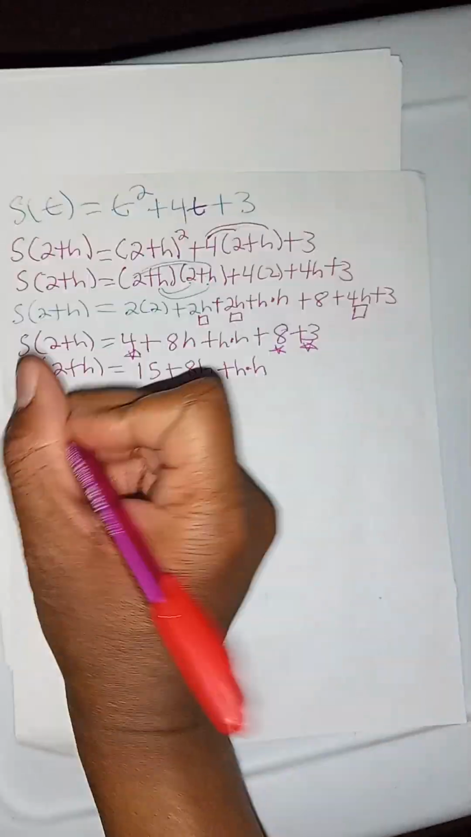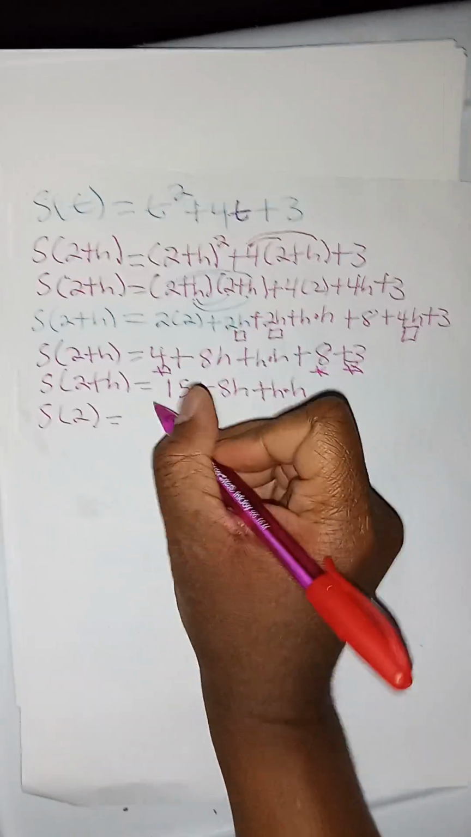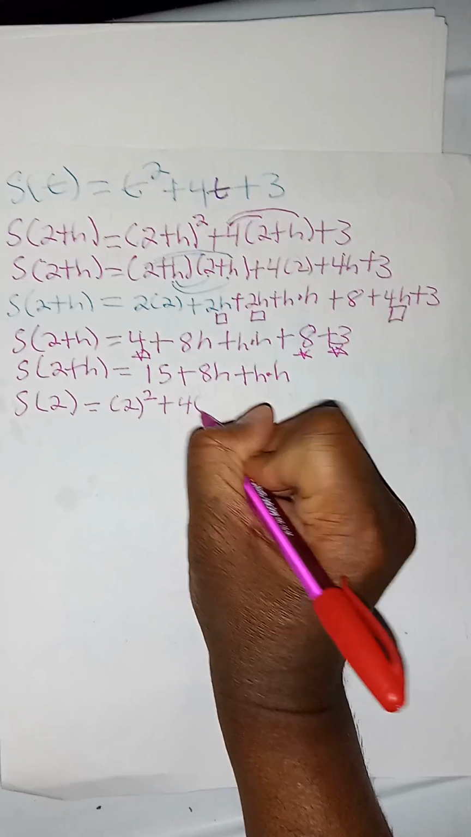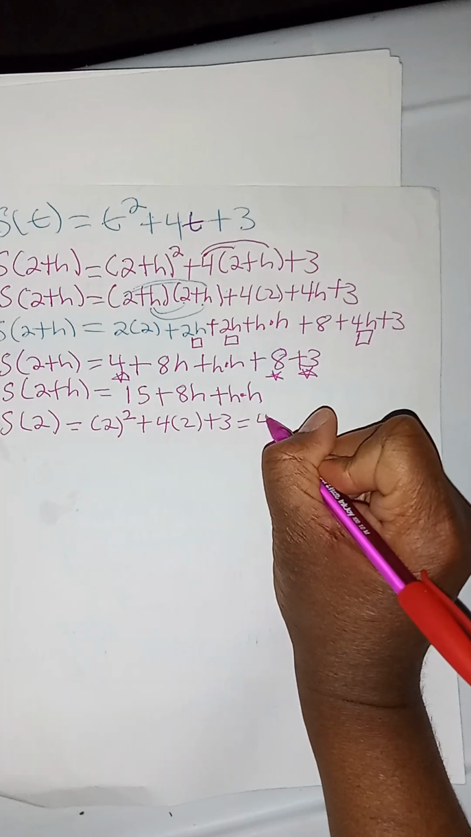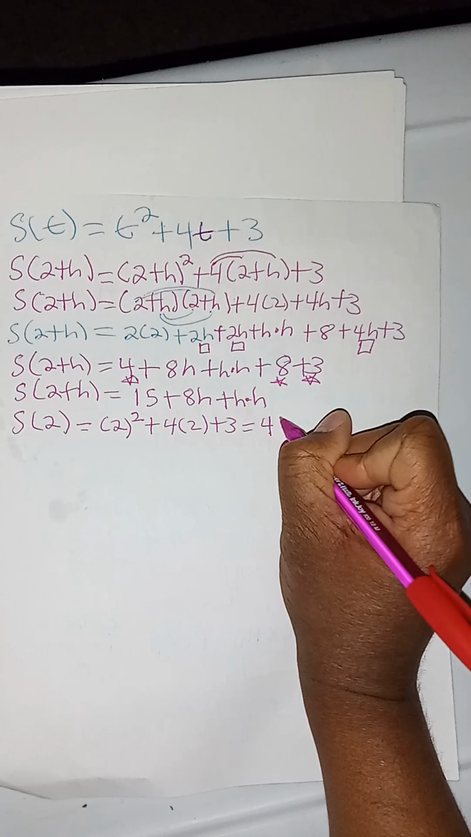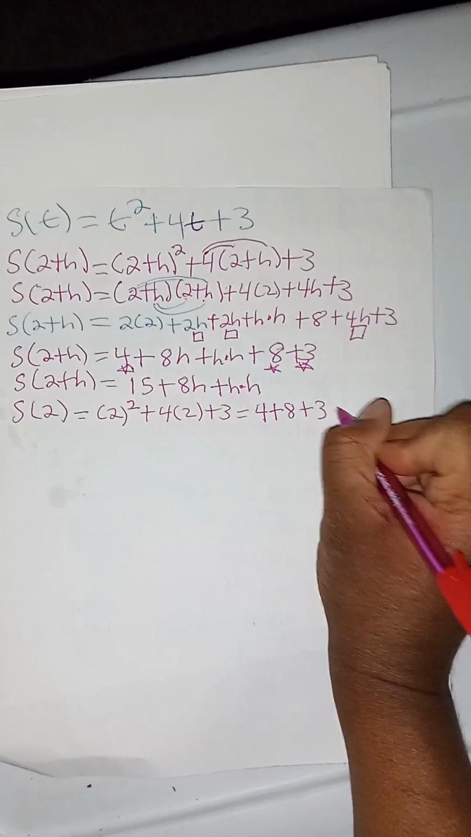Now let's find s of 2. So s of 2 is going to equal 2 squared plus 4 times 2 plus 3. 2 squared is 2 times 2, which is 4, plus 4 times 2, so plus 8, and then plus 3, and that is going to equal 15. So now we are in business. Let's have this marinate here.